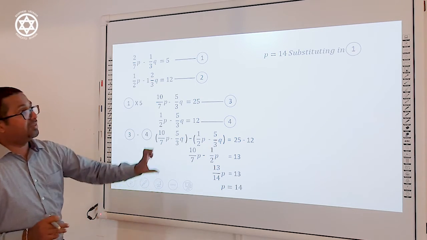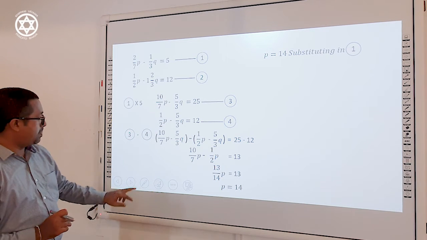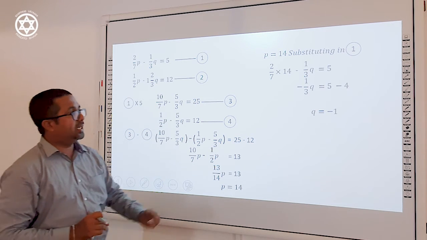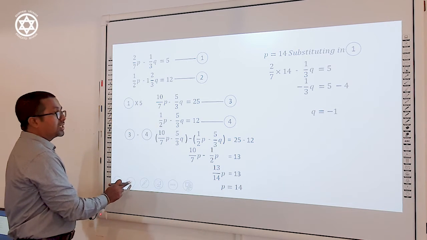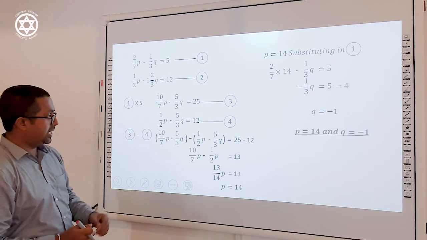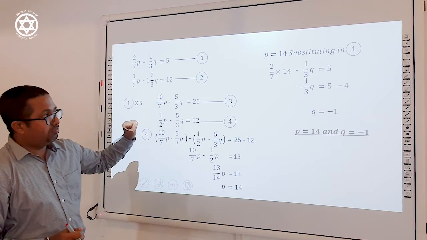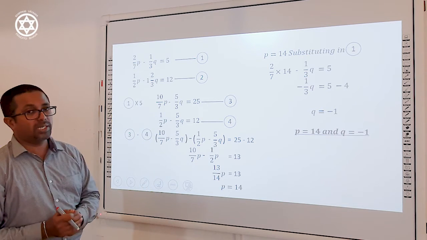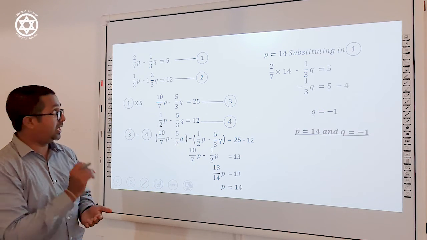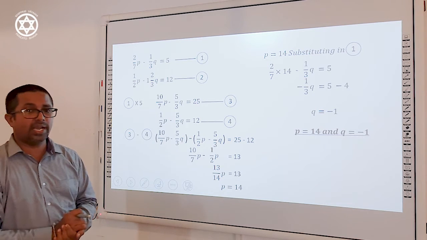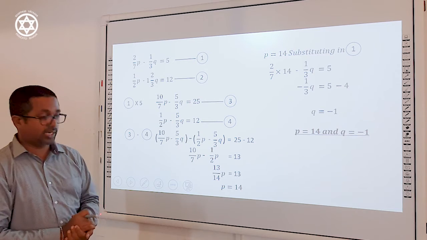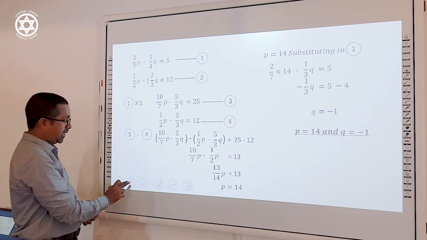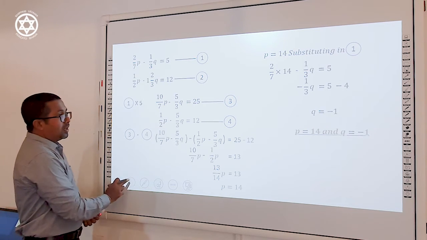Then that value you can substitute in equation 1. When you substitute it, you can obtain the value of q. The value of q is equal to minus 1. You can check it. You should complete this one. You have to practice, right? You have to write this question again and practice it and try to obtain these values. That's the way you have to follow this video.